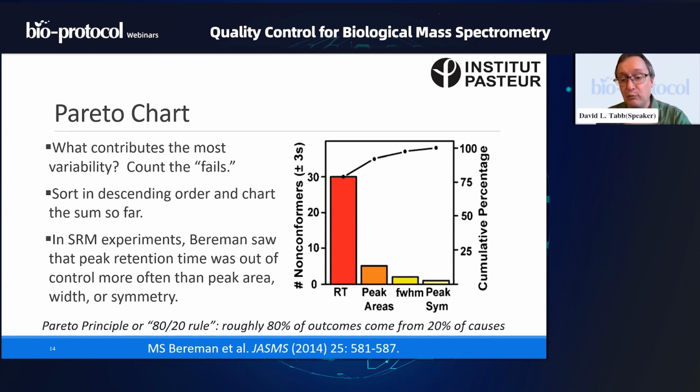Okay, so the Pareto chart, the bars are showing us basically a popularity contest, which factors failed most frequently or caused the fault most frequently, whereas the line is showing us what fraction of all fails have we accounted for so far. That is a Pareto chart.